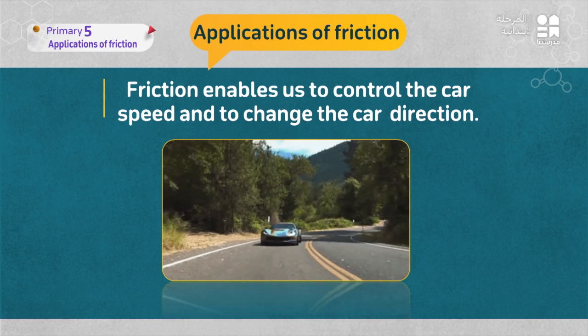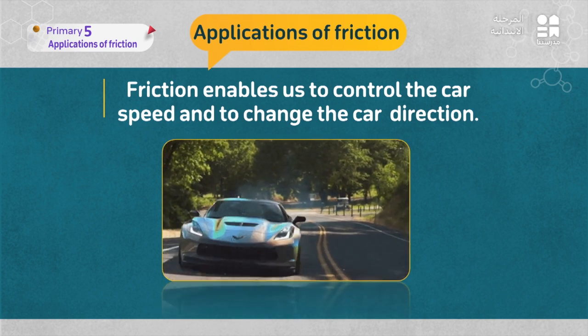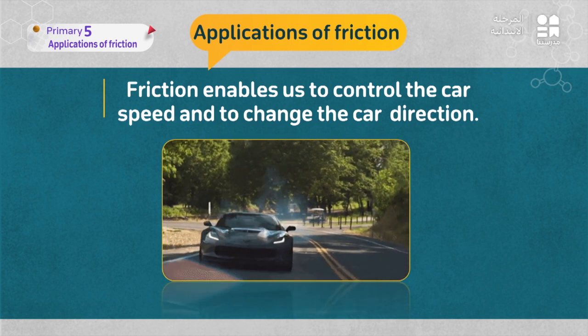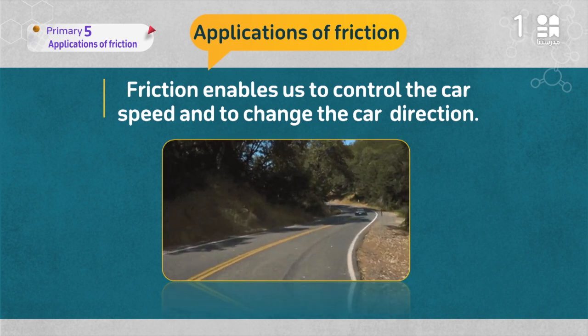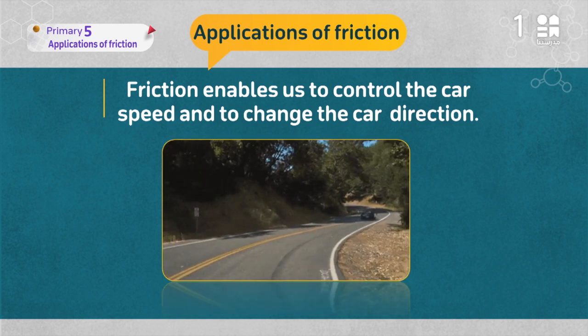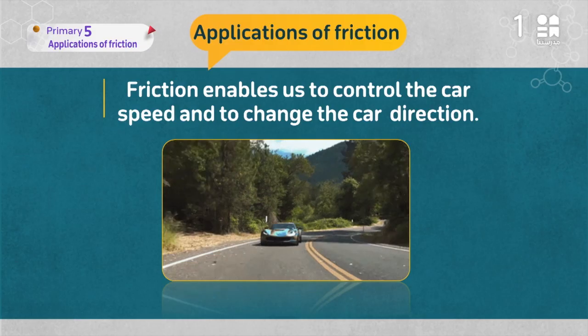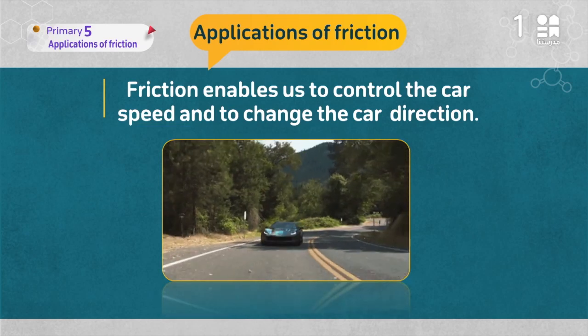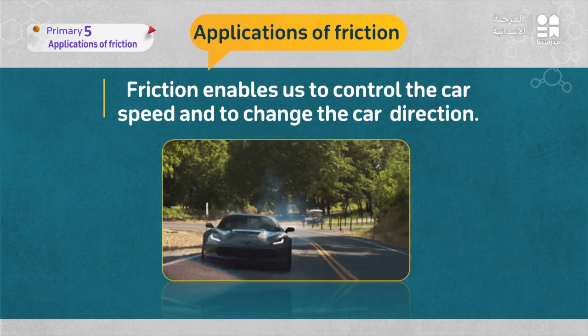Friction enables us to control the car speed and to change the car direction. ازاي بنقدر نتحكم في السبيد بتاع الكار، او في الدايركشن سواء to the right, to the left, forward, backward? How can we control the direction of the car? We can control the direction or even the speed of the car by the friction force. So friction enables us to control the car speed and to change the car direction.